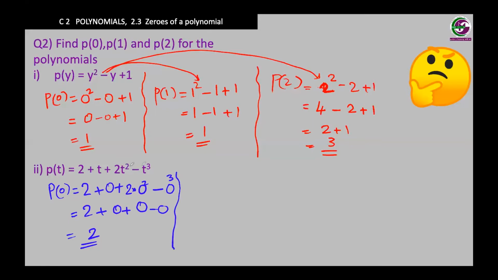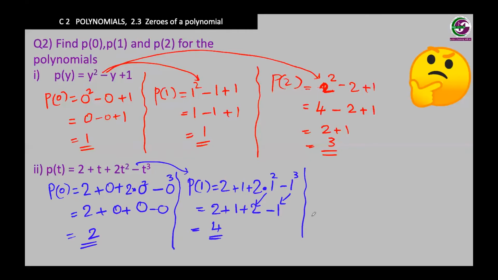Easy, right? Next question is to replace P(1), which is equal to 2 + 1 + 2 times 1² − 1³, which is equal to 2 + 1 + 2 − 1. Because 1 square is 1, 2 times 1 is 2, and 1 cube is 1, which is equal to 2 + 1 is 3, 3 + 2 is 5, minus 1, 4.